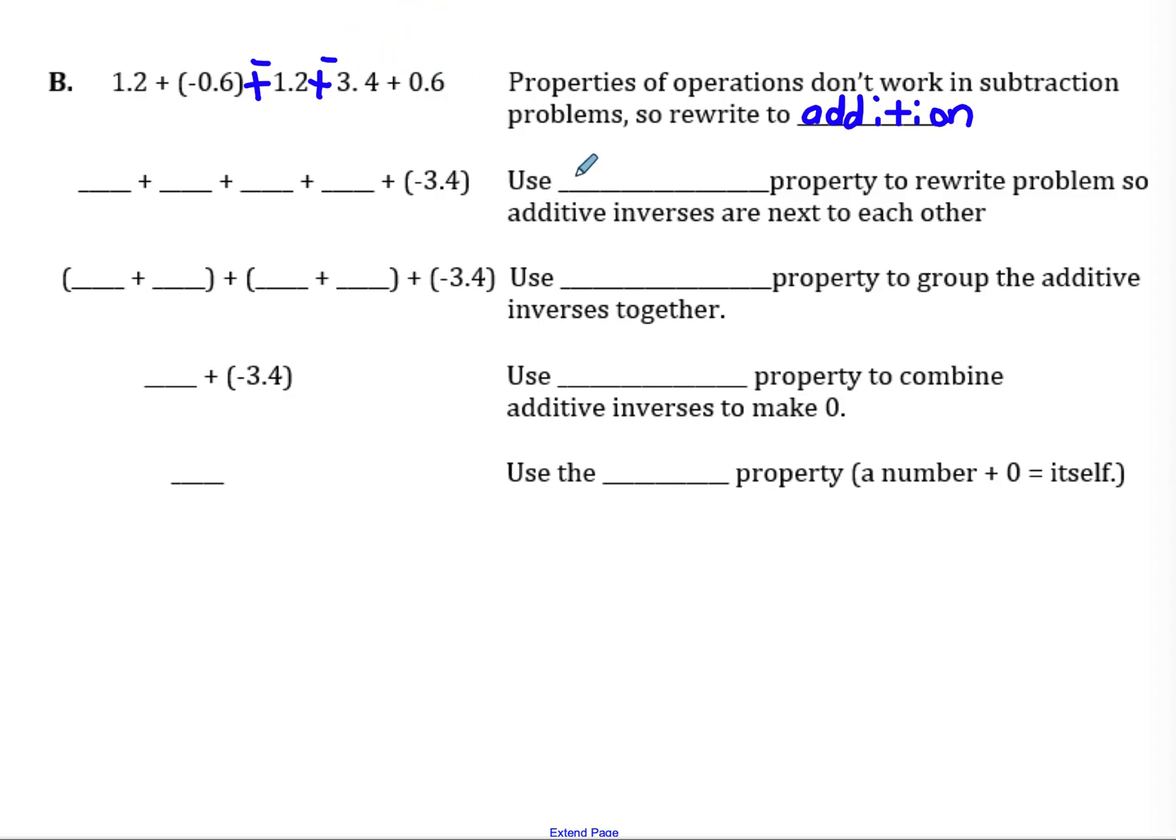All right, so next thing we're going to do, we're going to use commutative property. We're going to change the order so that our inverses are next to each other. So 1 and 2 tenths, and its inverse, negative 1 and 2 tenths, plus our negative 6 tenths, plus our positive 6 tenths. So that was commutative property. Now I have multiple groups here, so I'm going to go ahead and just add some parentheses around them. Adding in those parentheses, that's the associative property to group them.